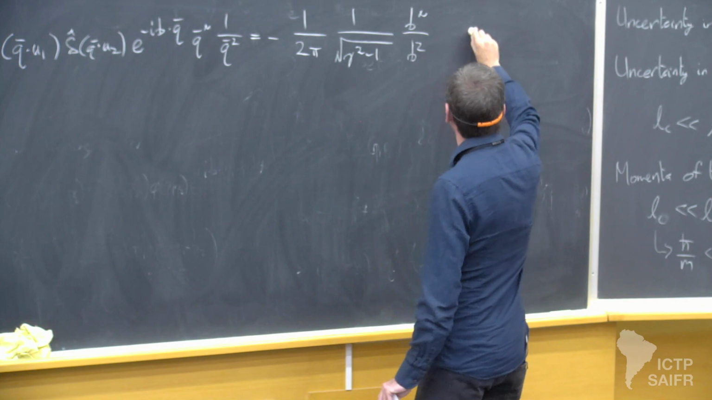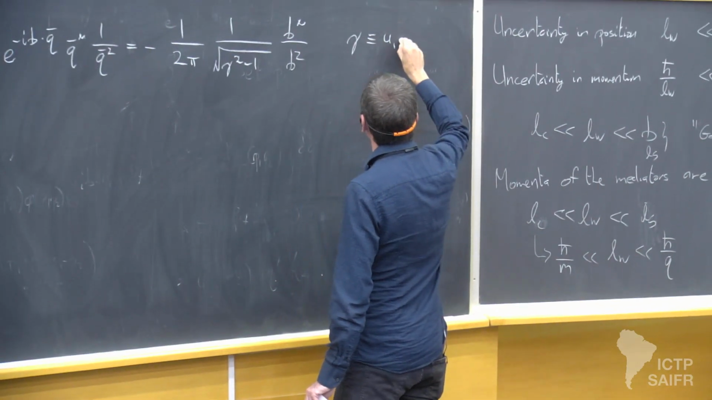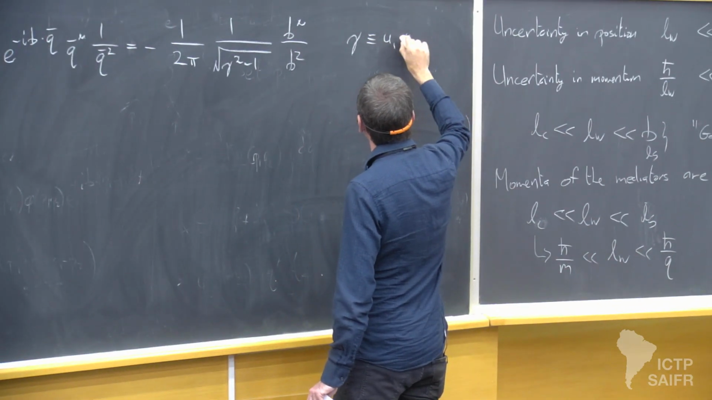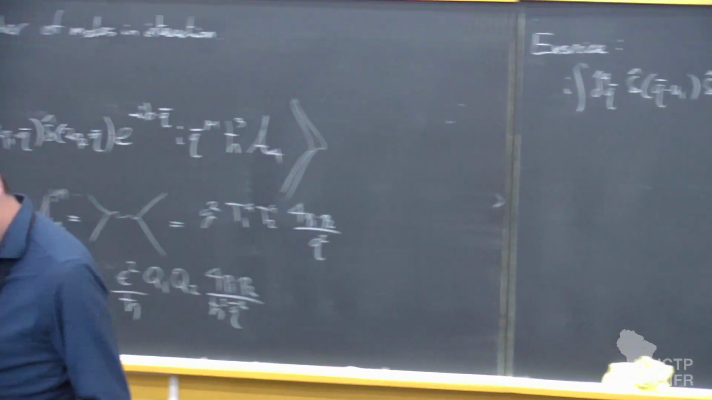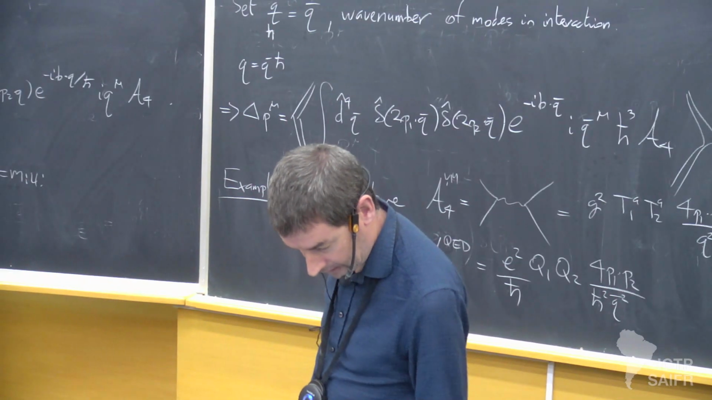For gamma is sensibly defined as u1 dot u2, the dot product of two particles. In the rest frame of particle 1, that is the gamma factor of particle 2.